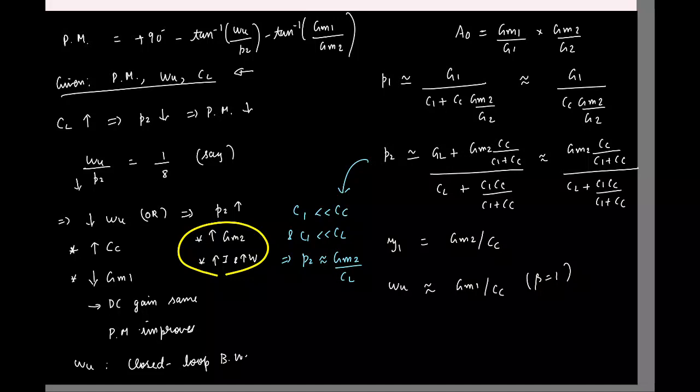By increasing GM2, we are shifting P1 still. That is good, right? You are decreasing P1, that is okay, right? Isn't it? But we are losing that bandwidth. No, we are not worried about open loop bandwidth. As long as my omega u is same, I am happy.